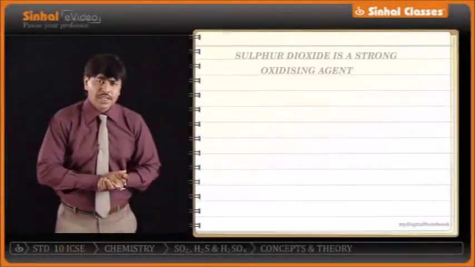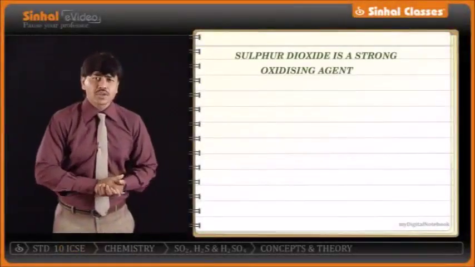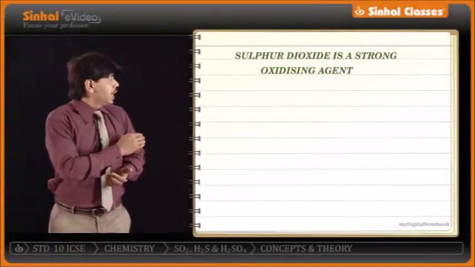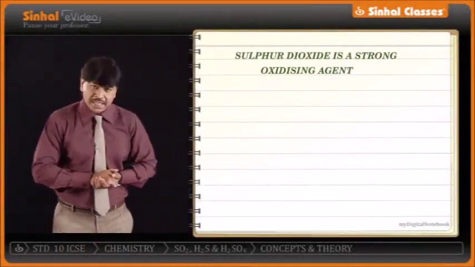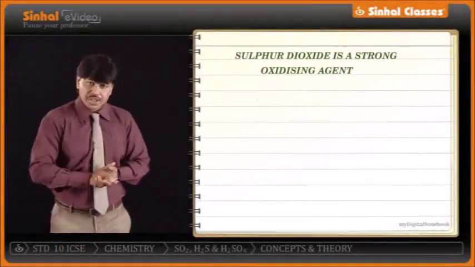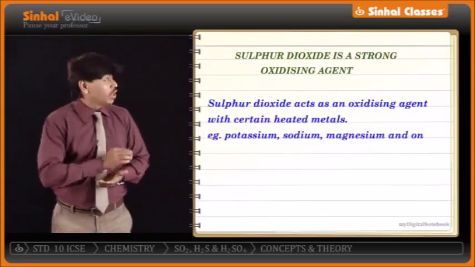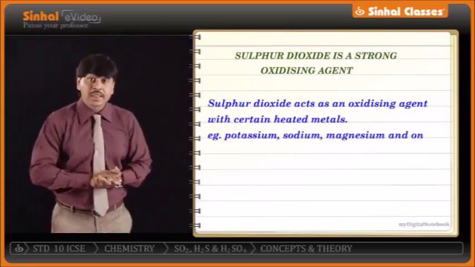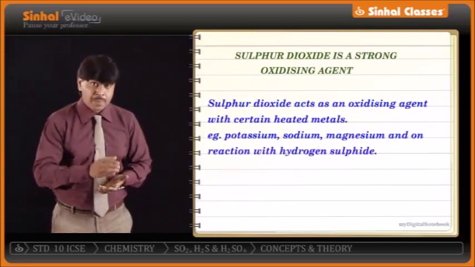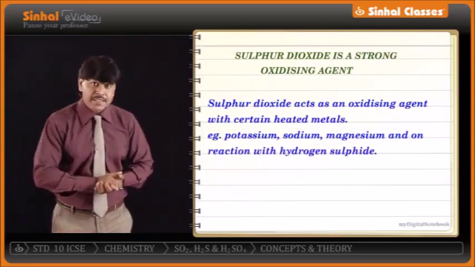This sulfur dioxide is a very powerful oxidizing agent. It can oxidize certain metals like potassium, sodium, magnesium, and it can also react with hydrogen sulfide. Let's take an example and understand this.